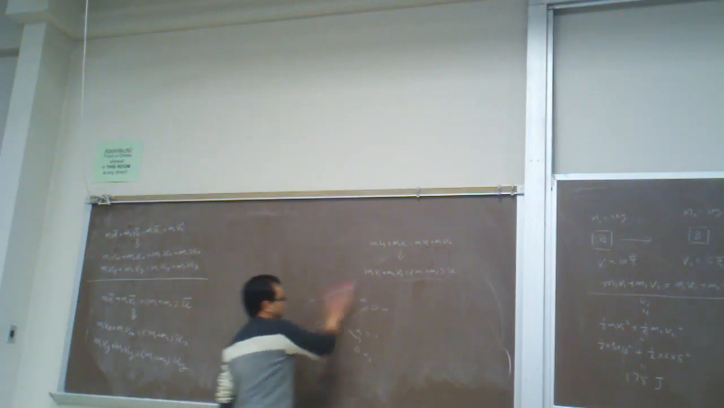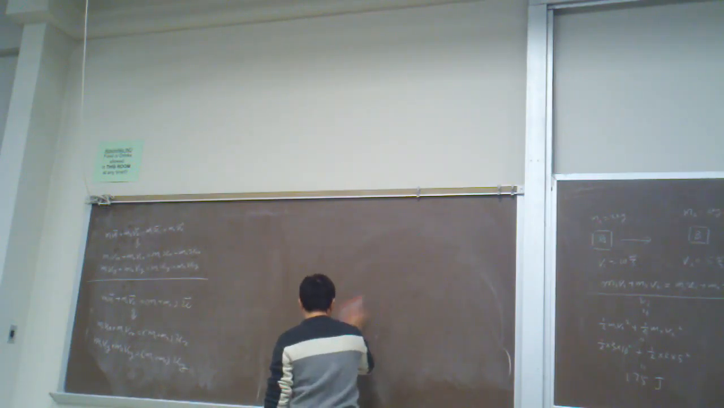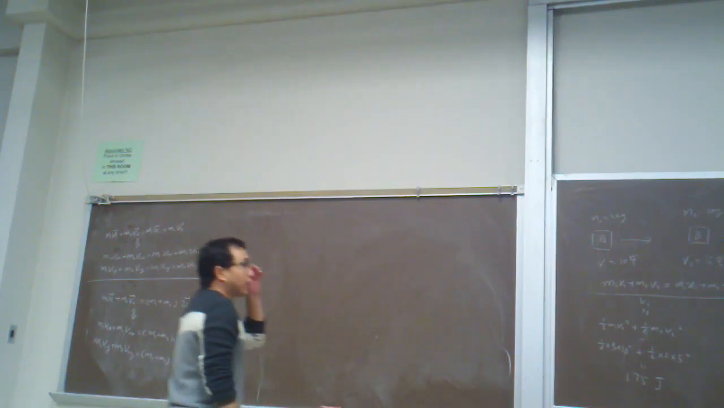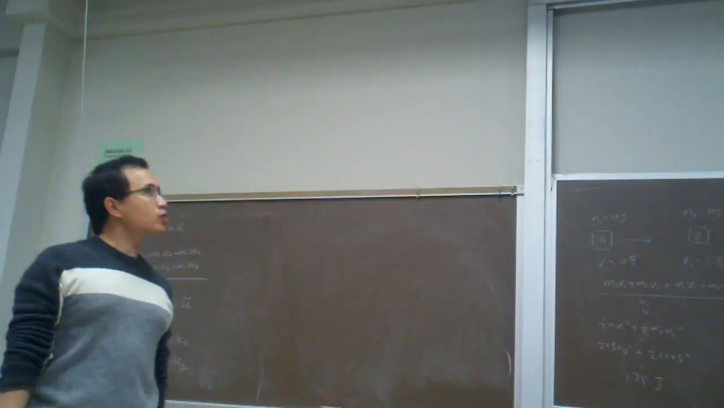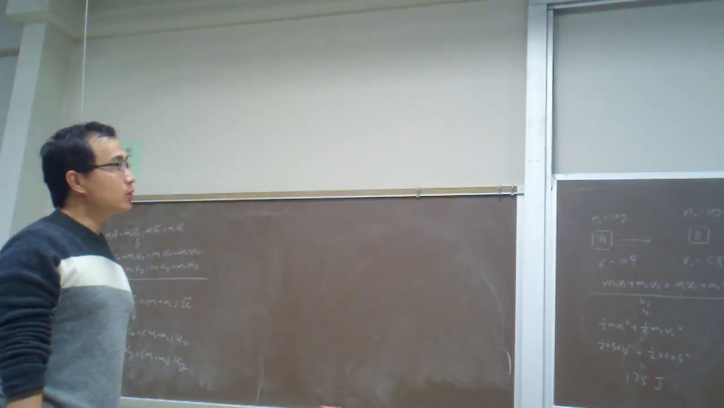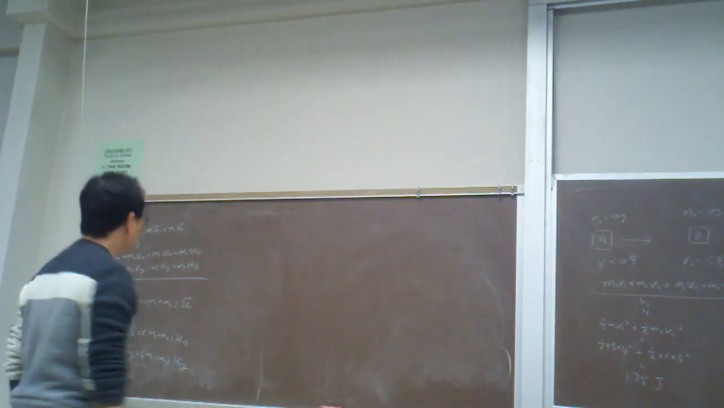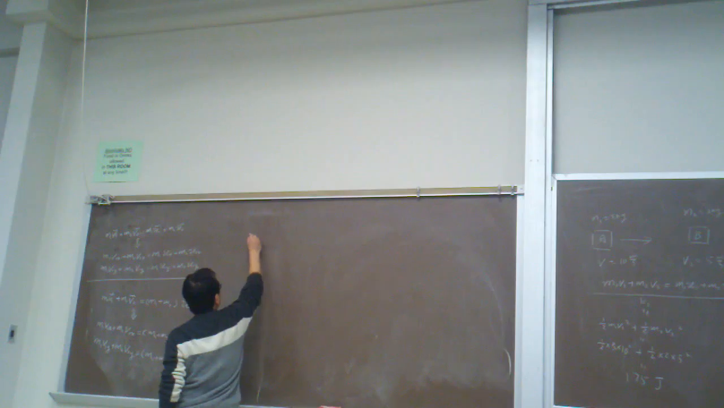So now, okay, in this case, two balls approach each other. One has a mass of 10 kg and a velocity of 3 meters per second toward the southeast direction. Okay, so something like this.